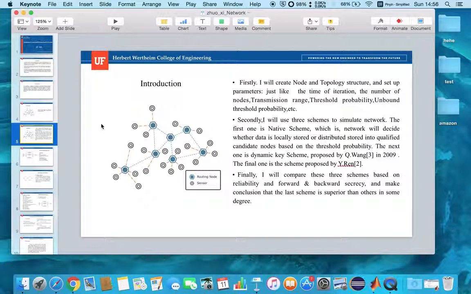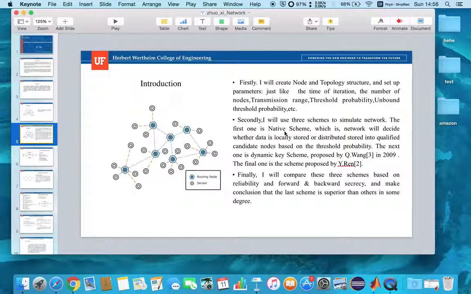So firstly, in my project, I will create the node and topological structure and set up parameters, such as the time of literature, the time and the number of the nodes, transmission range, threshold probability, unbounded threshold probability, and so on. And secondly, I will use the three schemes to simulate the network.